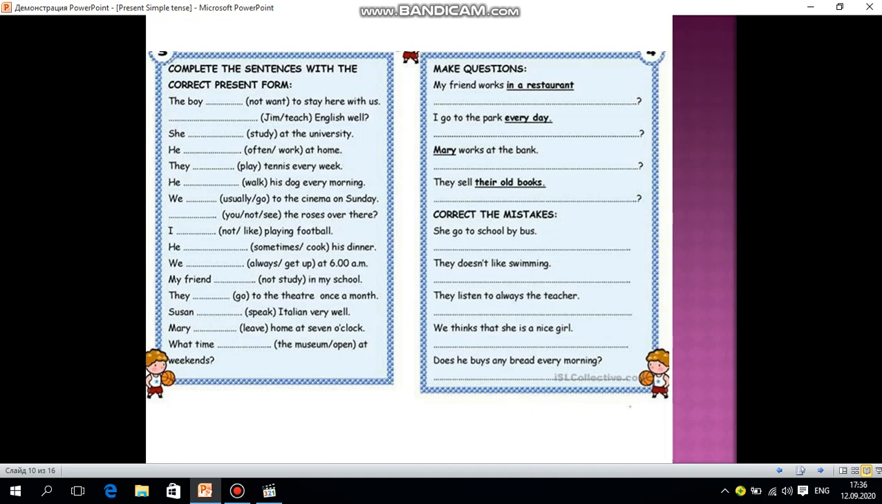In the next exercise, you should make questions to the underlined words. For example, my friend works in a restaurant. Where does my friend work? And so on. Okay, next, correct the mistakes. There are some mistakes in the sentence and you should write the correct form. She goes to school by bus. Here is a mistake. She goes to school by bus. It is correct form.